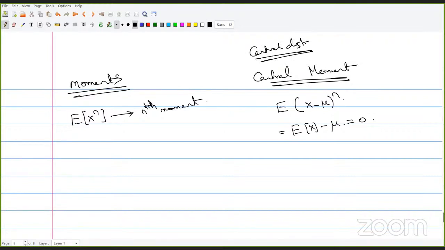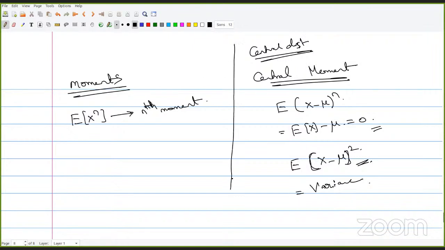For the second central moment, it will be variance. The second central moment is the expected value of (x minus mu) whole square. What is this? Variance. So the second central moment is called the variance. The first central moment is actually the mean of the centralized distribution, and it will be 0. We call these the first central moment, second central moment, and so on. The second central moment is the variance.